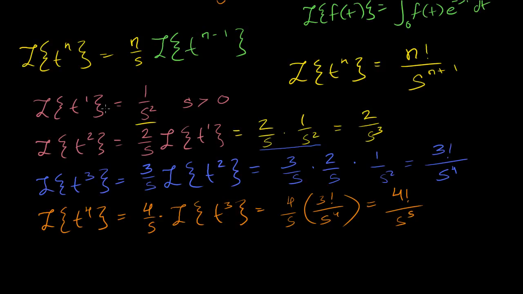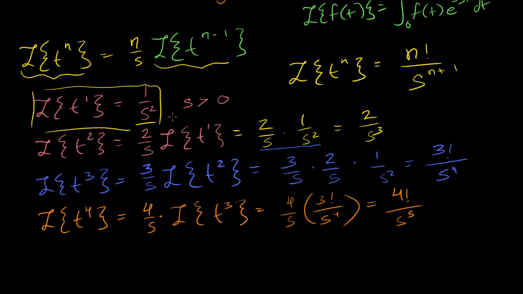We proved it directly for this base case right here, right? This is 1 factorial over s to the 1 plus 1. And then if we know it's true for this, we know it's going to be true for the next increment. So an induction proof is almost obvious, but you can even see it based on this. If you had to figure out the Laplace transform of t to the 10th, you could just keep doing this over and over again, but I think you see the pattern pretty clearly.